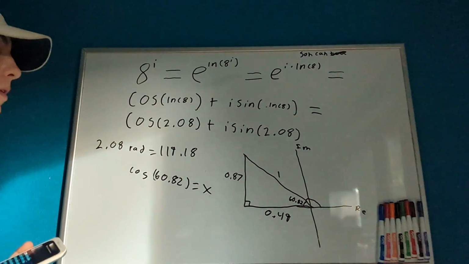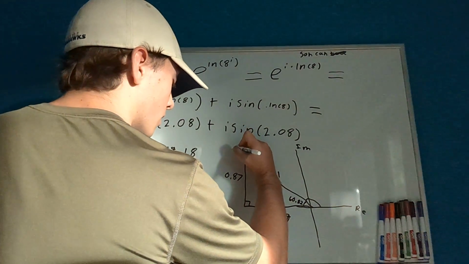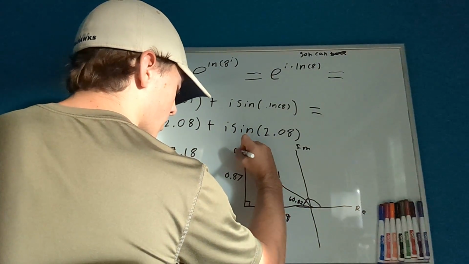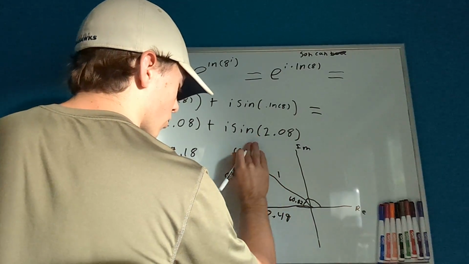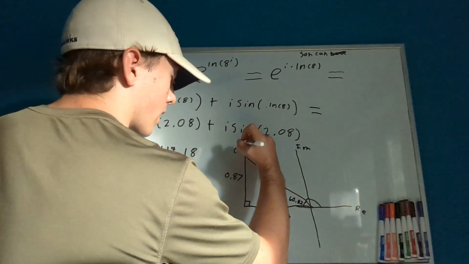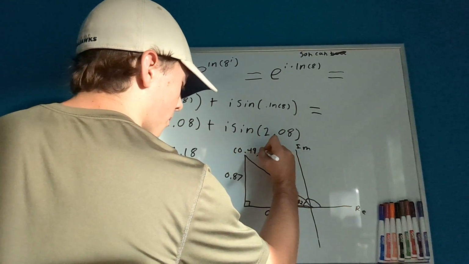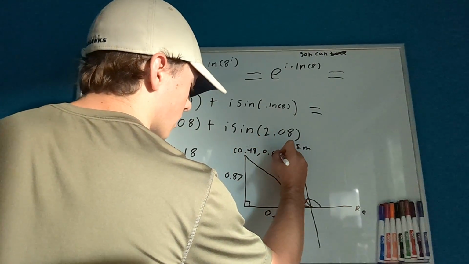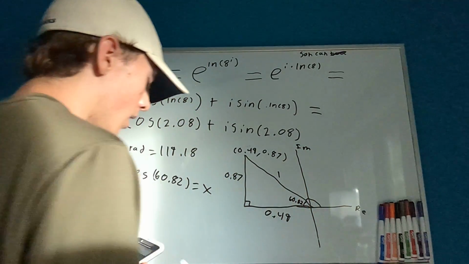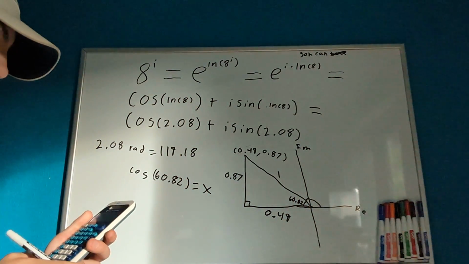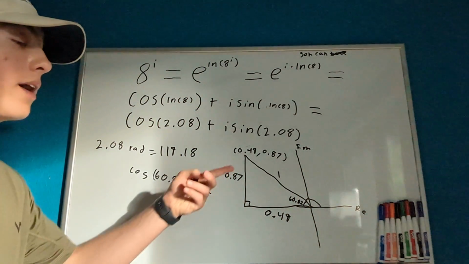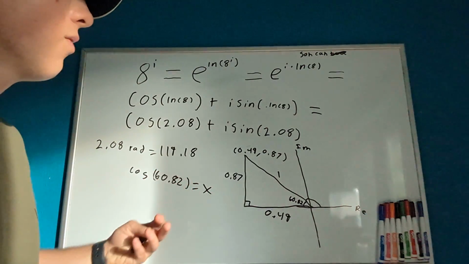Okay, so now we know that this coordinate is 0.8, actually, sorry, I'm doing y before x. We know that this coordinate is 0.49, comma, 0.87. So if you're better at drawing, I recommend you should try to graph this yourself.